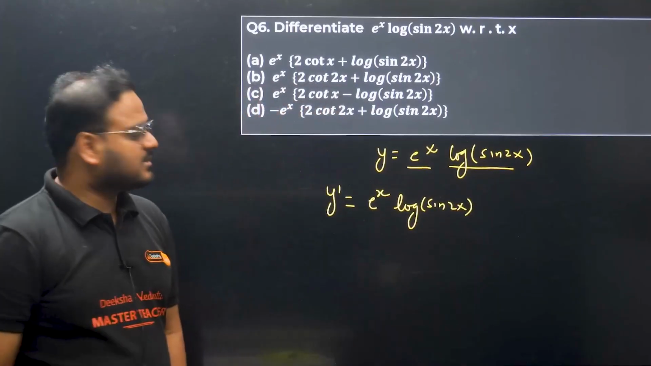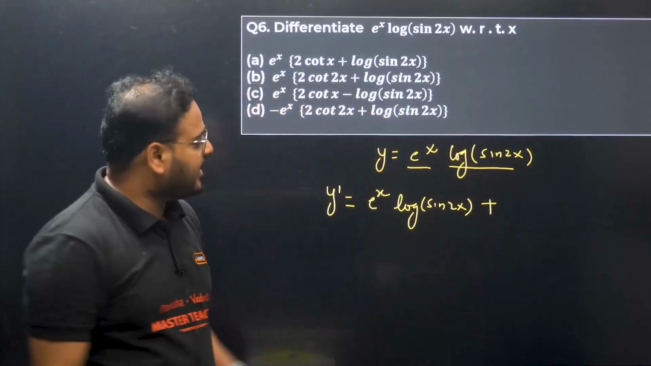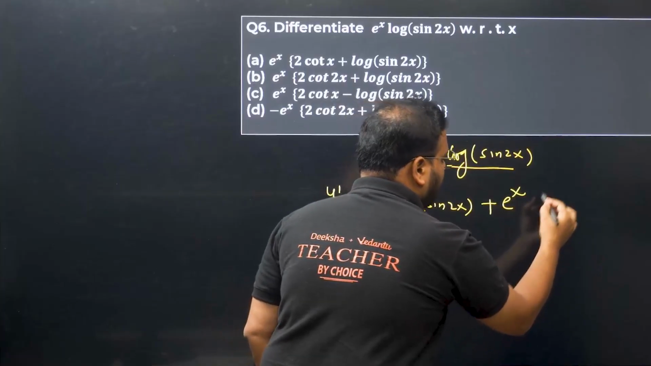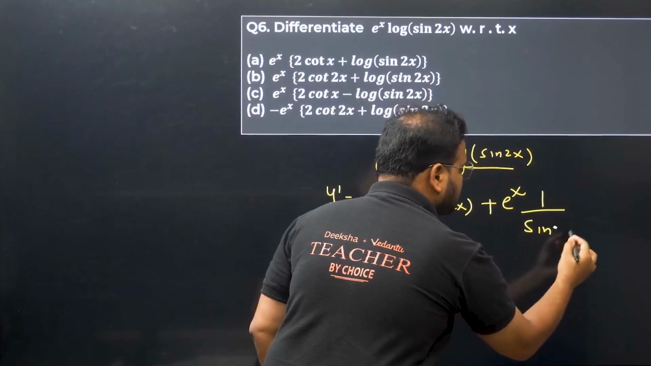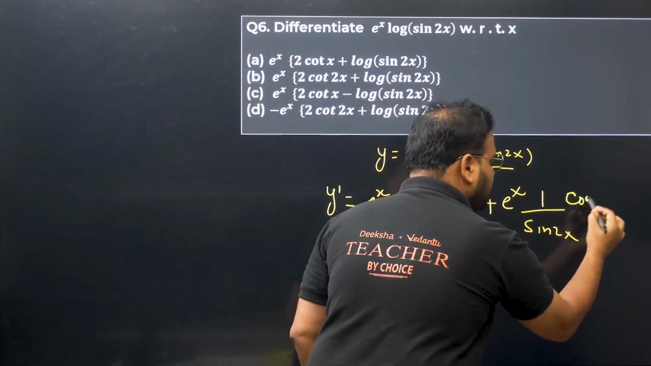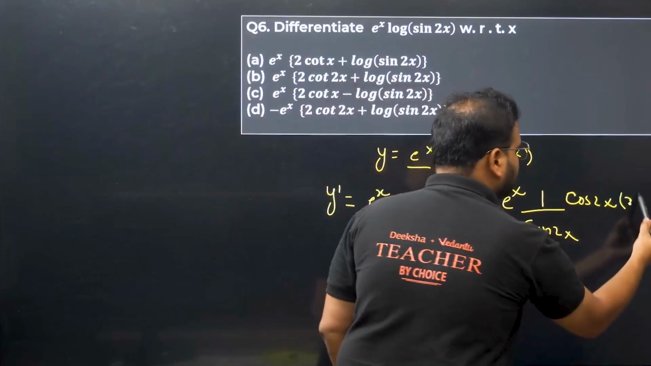And next, what are we going to do? Take a plus sign and differentiate log sine 2x now, keeping e power x as it is. What do I get? 1 upon sine 2x, the derivative of log, and for the derivative of sine 2x we'll have cos 2x. One more time, differentiate 2x also to get that value as 2.